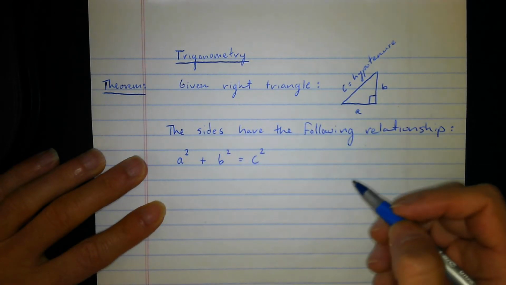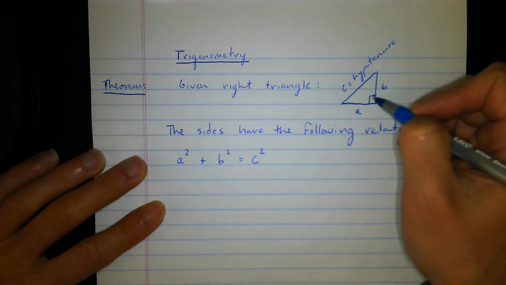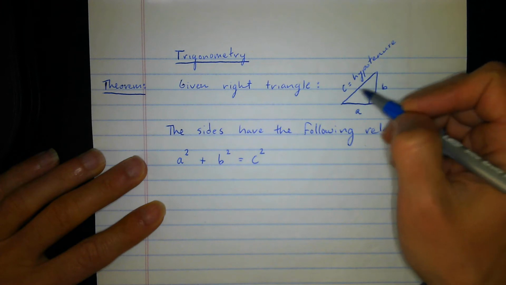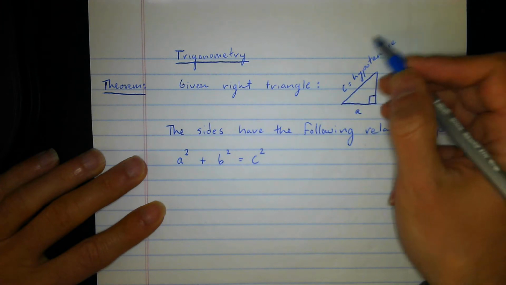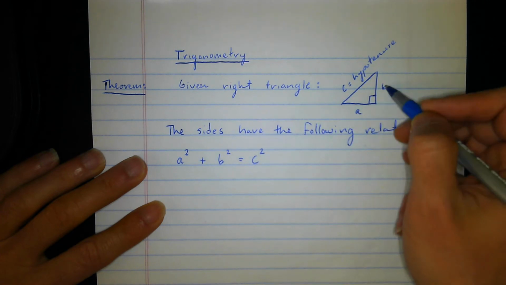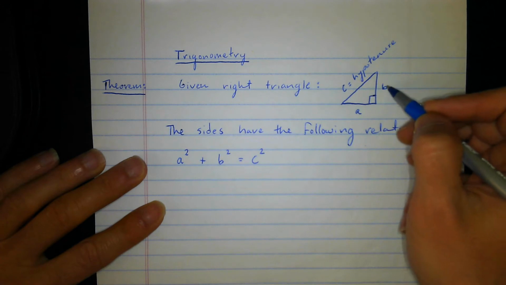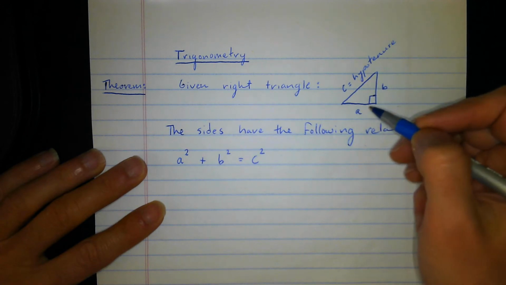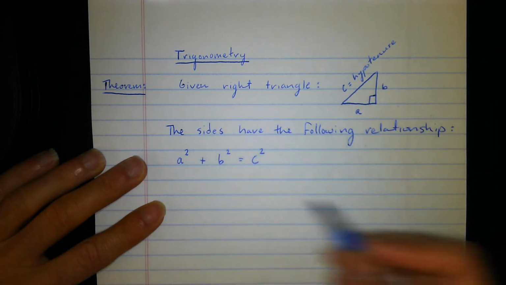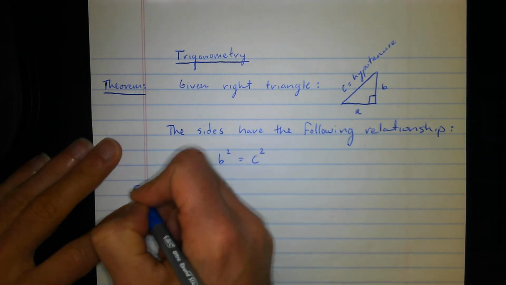Okay, now just one important thing to note here, well maybe two. The side opposite to the right angle, this side here, this is always the hypotenuse. That's always the C value here. And then A and B, it's arbitrary which side you call A and which side you call B. So I could call that side A and that side B, and this relationship would still hold. Okay, all right, so let's look at two quick examples.